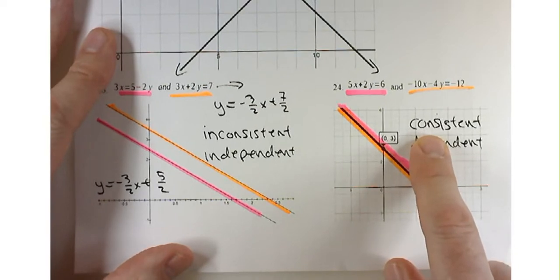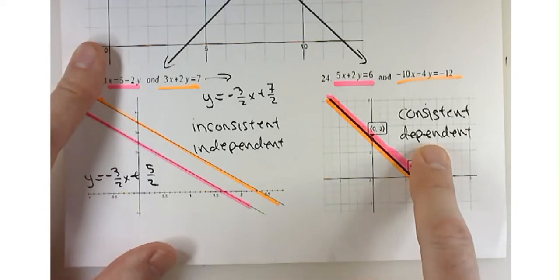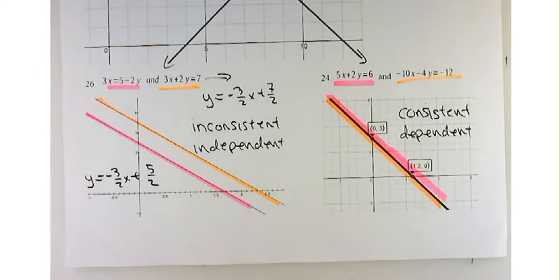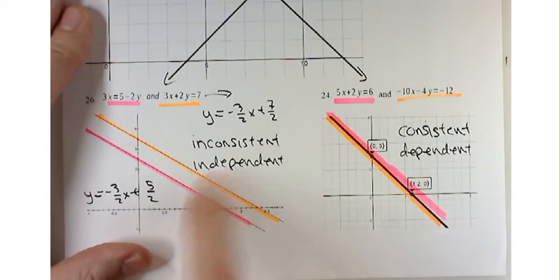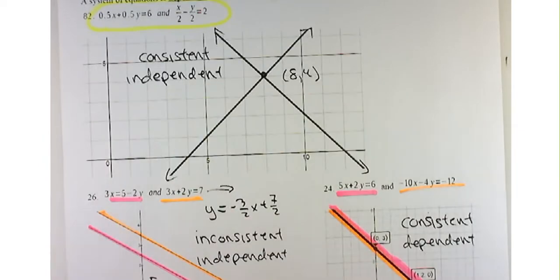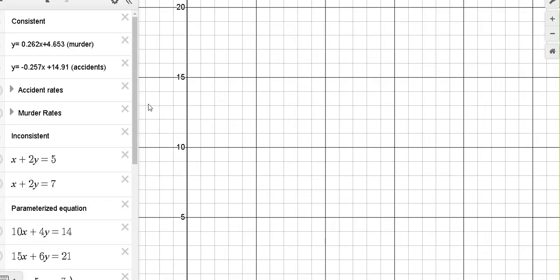But it's not enough just to say that it's consistent. To distinguish it from this case, we call this one dependent, when the lines are really one on top of each other. They're the same line. So dependent. This would be independent because these are different lines, and these are different lines, so it's independent as well. Now, let's take a look at solving some of these things.